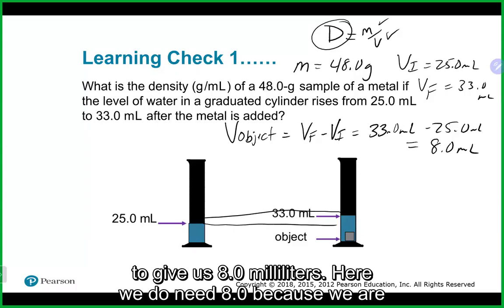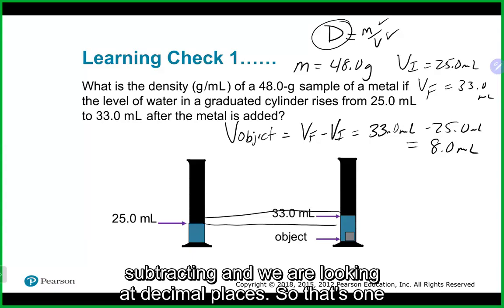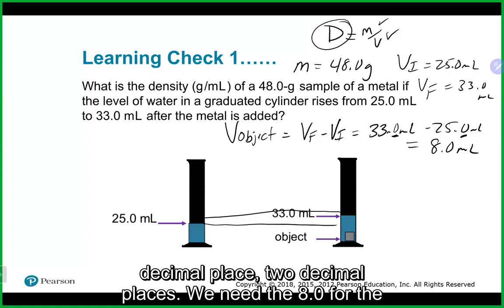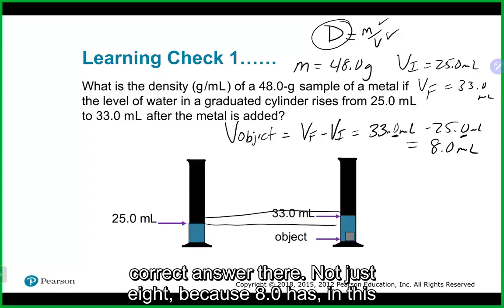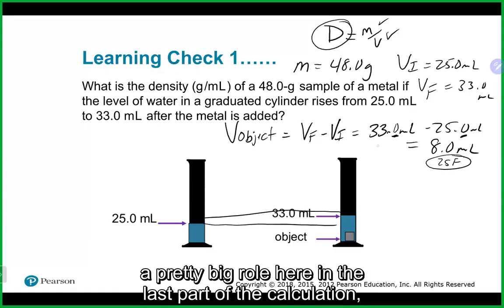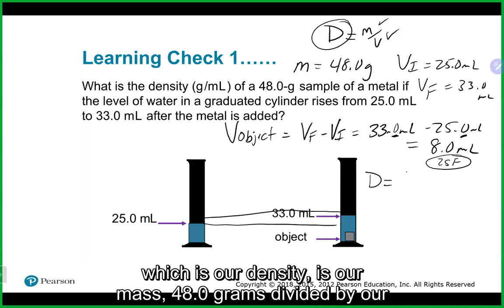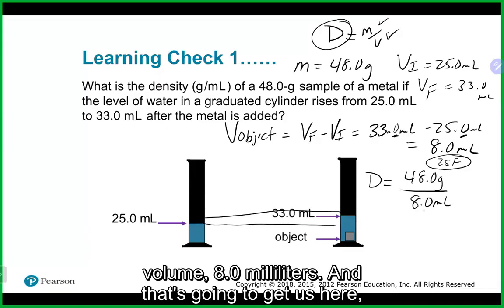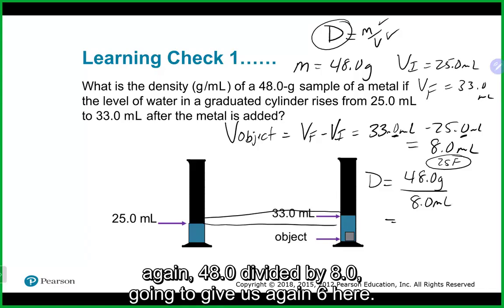Here we do need 8.0 because we are subtracting and we are looking at decimal places. So that's 1 decimal place, 2 decimal places. We need the 8.0 for the correct answer there, not just 8, because 8.0 has, in this case now, 2 significant figures, which is going to play a pretty big role here in the last part of the calculation, which is our density. It is our mass, 48.0 grams, divided by our volume, 8.0 milliliters. And that's going to get us here again, 48 divided by 8, going to give us again 6.